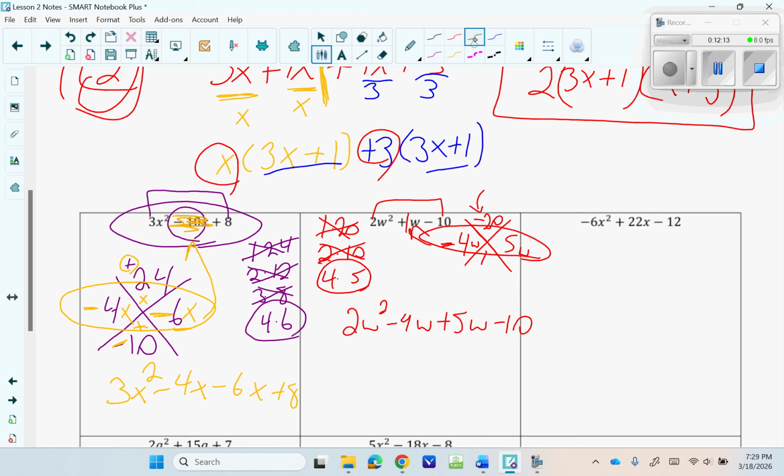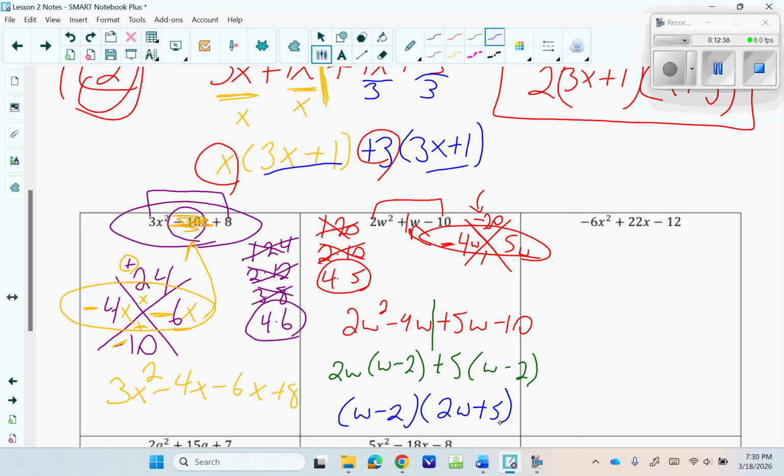And then we are going to take this further. We're going to solve by factor by grouping. So this has, let's see, a 2 and a w in common. And so I'm left with w minus 2 over here. Over here, these have a 5 in common, so I'm left with w minus 2 again. So my answer is going to be what they have in common, w minus 2 times 2w plus 5. Like that. And again, we did not take this one all the way. We just kind of set it up.